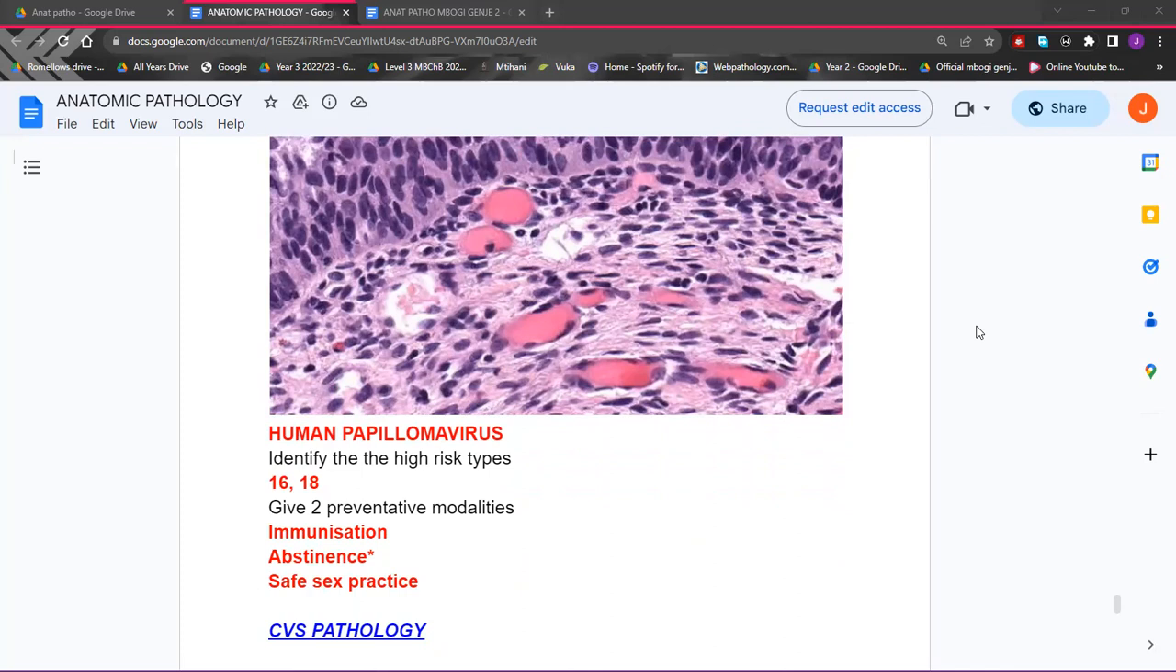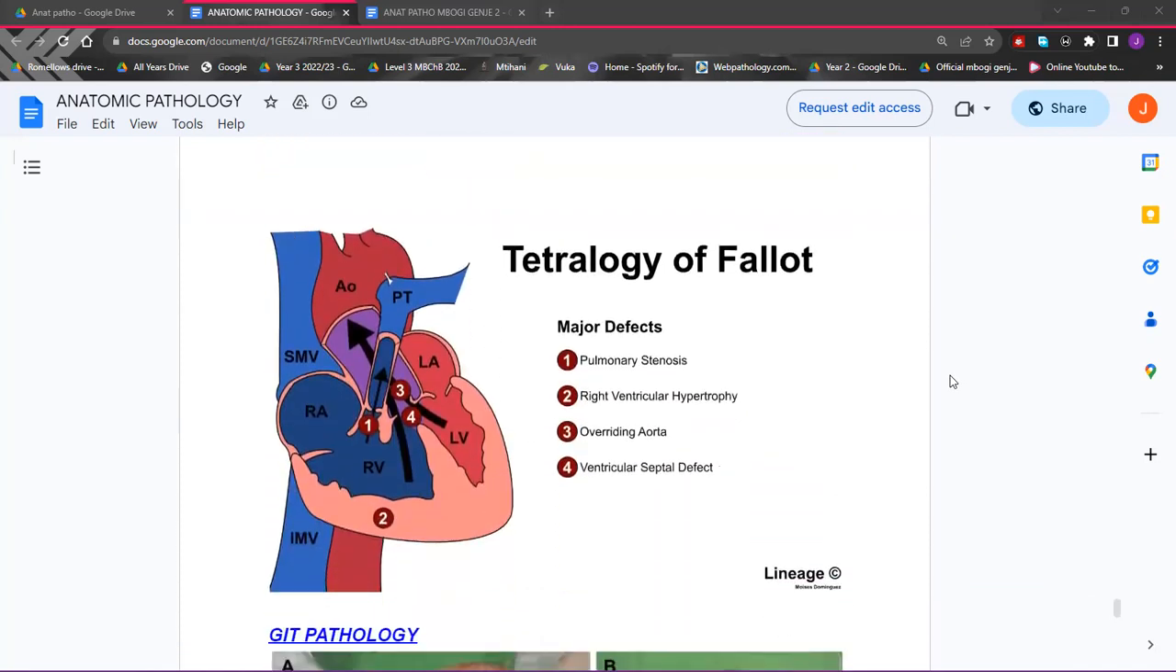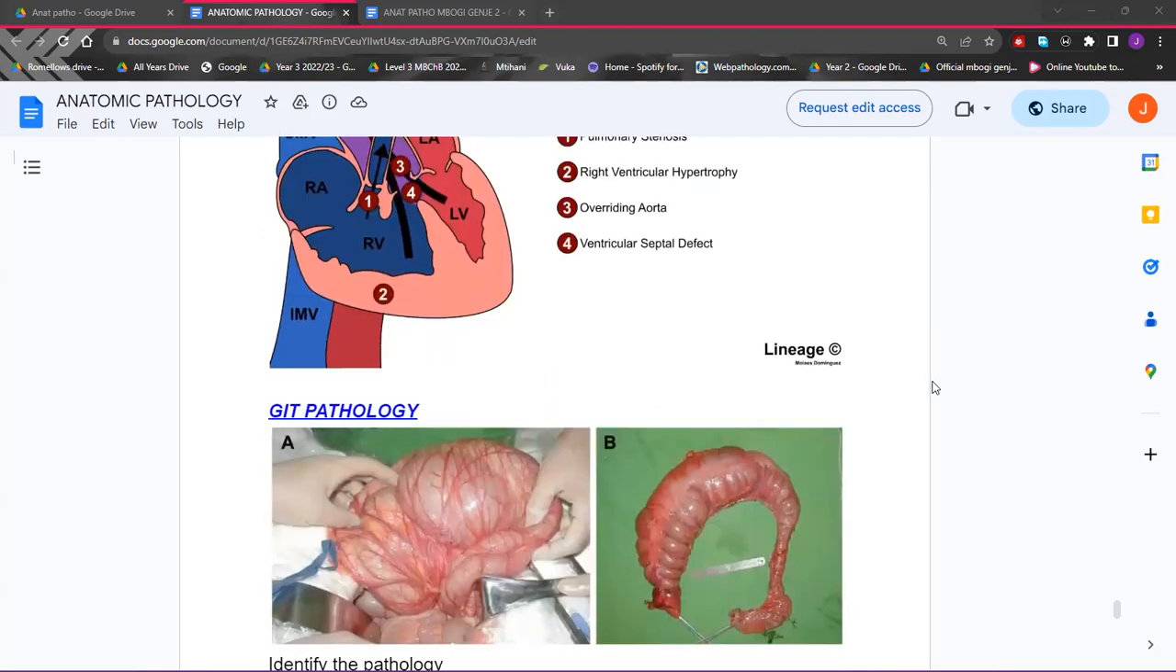Okay, next is the tetralogy of Fallot. And here basically you have the tetralogy, where you have pulmonary stenosis, which leads to right ventricular hypertrophy, which leads to a ventricular septal defect, which leads to an overriding aorta. Now, next down there, we have an image. Maybe you would like us to describe this image.